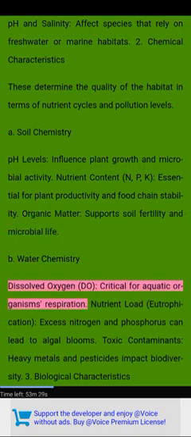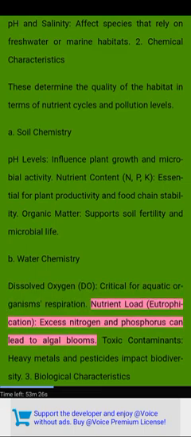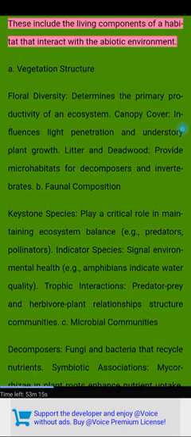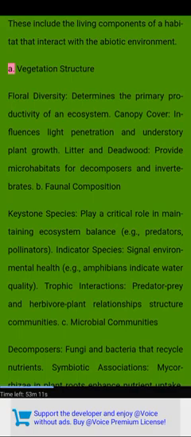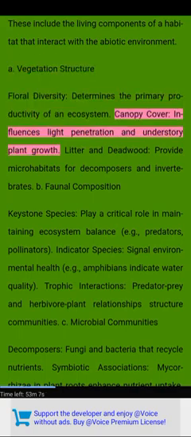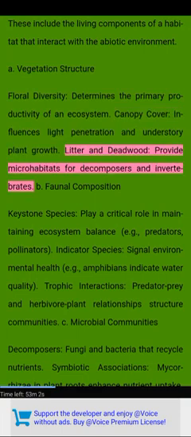B. Water chemistry. Dissolved oxygen (DO) is critical for aquatic organisms' respiration. Nutrient load and eutrophication: excess nitrogen and phosphorus can lead to algal blooms. Toxic contaminants, heavy metals and pesticides, impact biodiversity. 3. Biological characteristics. These include the living components of a habitat that interact with the abiotic environment. A. Vegetation structure. Floral diversity determines the primary productivity of an ecosystem. Canopy cover influences light penetration and understory plant growth. Litter and deadwood provide microhabitats for decomposers and invertebrates.